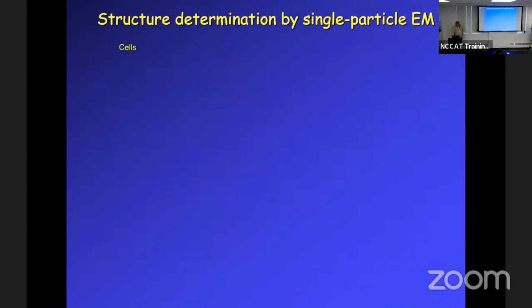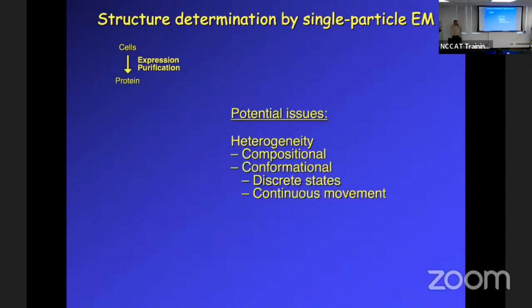And so you start out with cells and you purify your protein. And there's a lot of issues that you can have with your protein. So the most common one is that you have heterogeneity. This falls into two classes. You can have compositional heterogeneity, where you have a complex where subunits fall off. And then you have conformational heterogeneity, which again has two different versions.